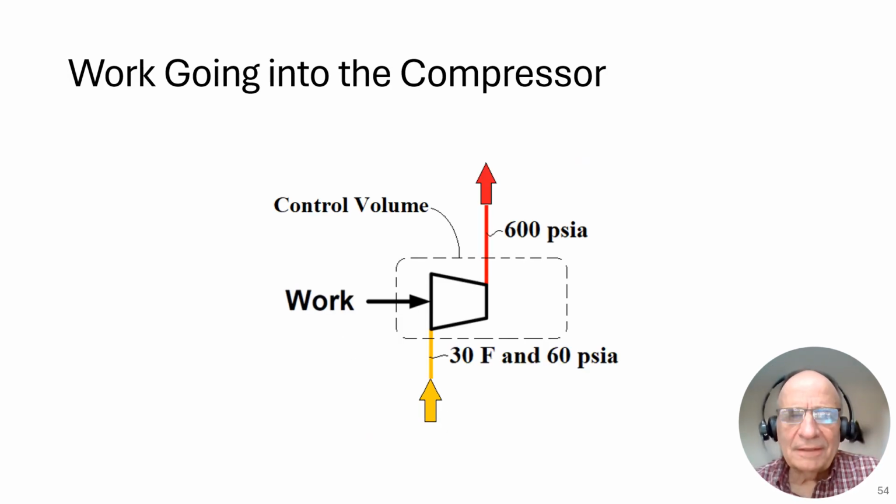Let us analyze the work going into the compressor. As with any component, we draw a control volume around the piece of equipment we want to analyze. In this case, it's the compressor. We know the inlet temperature, we know the inlet pressure. We know the outlet pressure, but we don't know the outlet temperature. So to evaluate this, we want to first look at the isentropic compressor and then apply the efficiency.